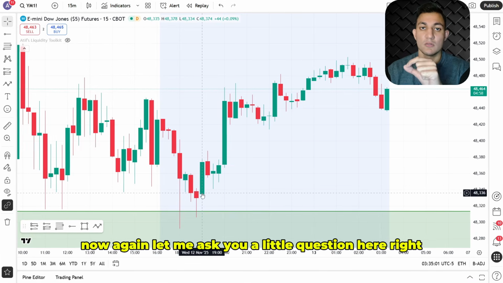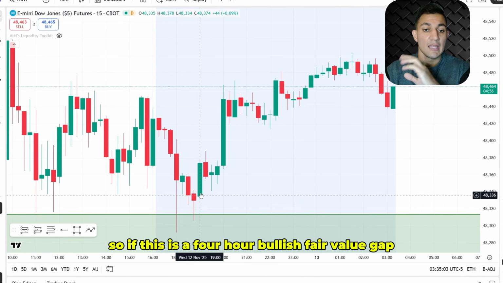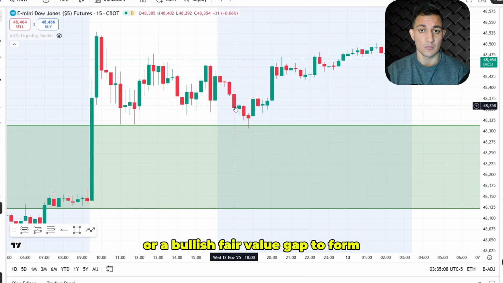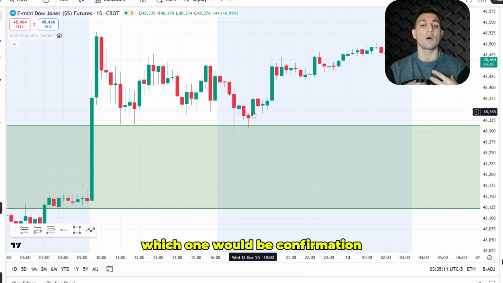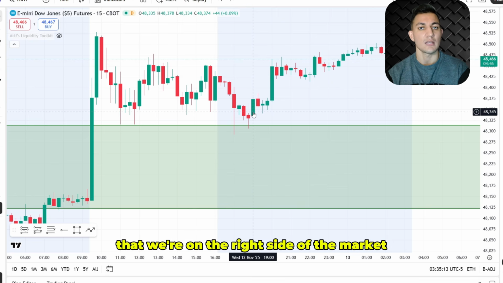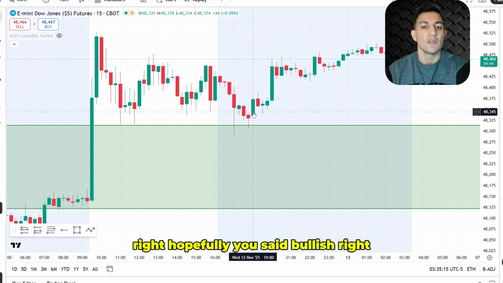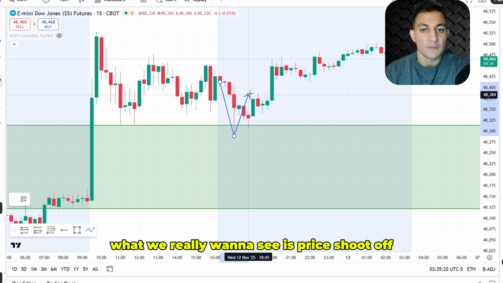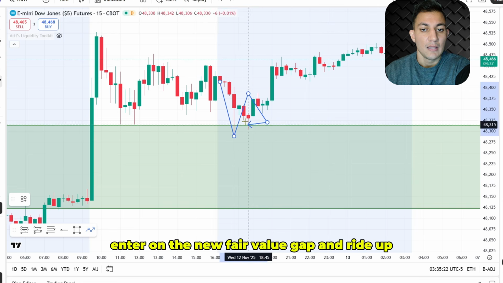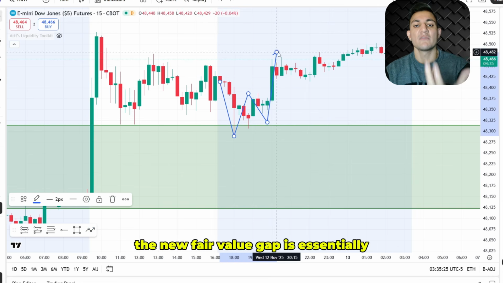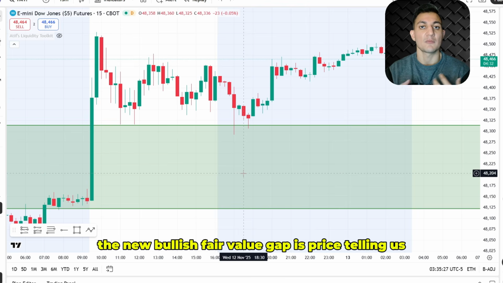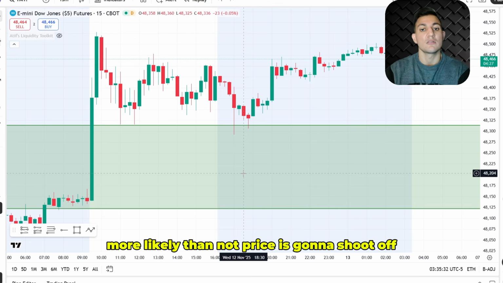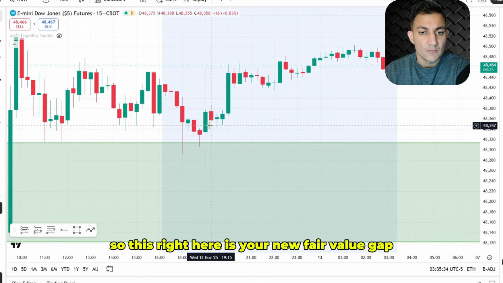Now, again, let me ask you a little question here, right? So this is a little quiz for you. If this is a 4-hour bullish fair value gap, do we want a bearish fair value gap to form or a bullish fair value gap to form? Which one would be confirmation that we're on the right side of the market? Hopefully you said bullish, right? Because if this is a bullish fair value gap, what we really want to see is price shoot off, leave a new fair value gap, enter on the new fair value gap, and ride up. The new bullish fair value gap is essentially price, smart money, telling us, hey, look, we're on the right side of the market. More likely than not, price is going to shoot off. So this right here is your new fair value gap.